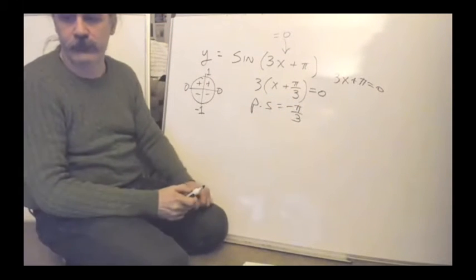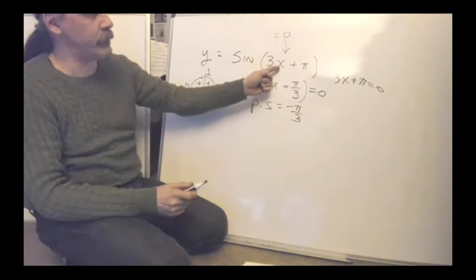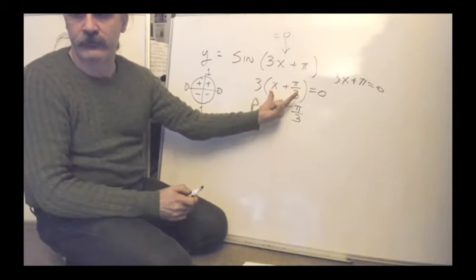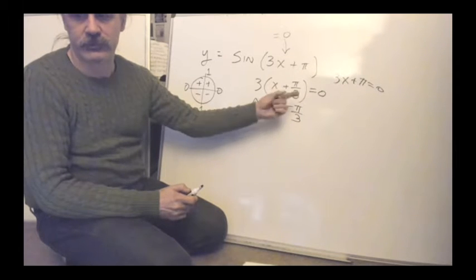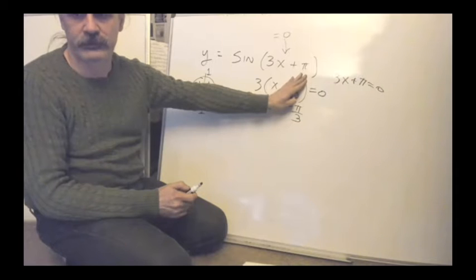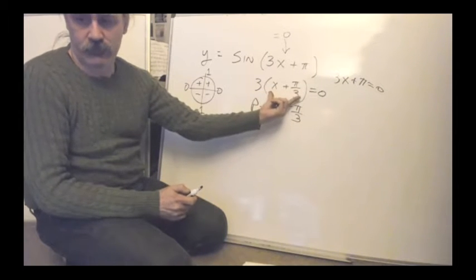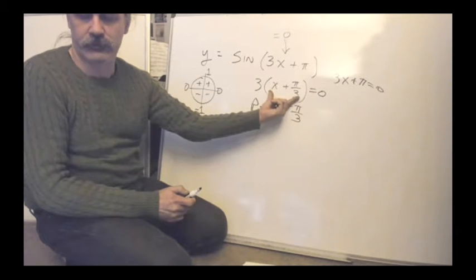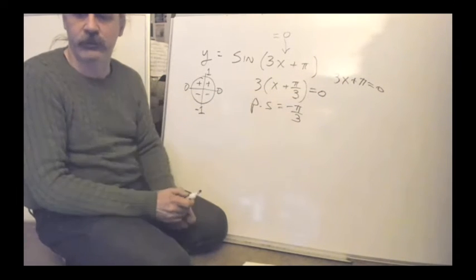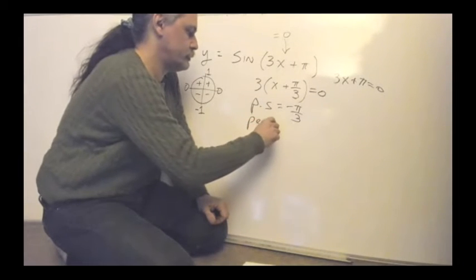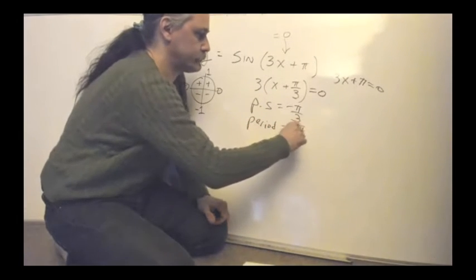Now what's the period? The period's based upon the number multiplied to the variable, which is 3. And again, this would have happened before we had the horizontal shift. So this would have been 3x. And then when we made the horizontal shift, that's what we would have substituted here. Another way to think about it: the 3 is relevant only to get the period. Okay, so the period, divide 2 pi by 3.